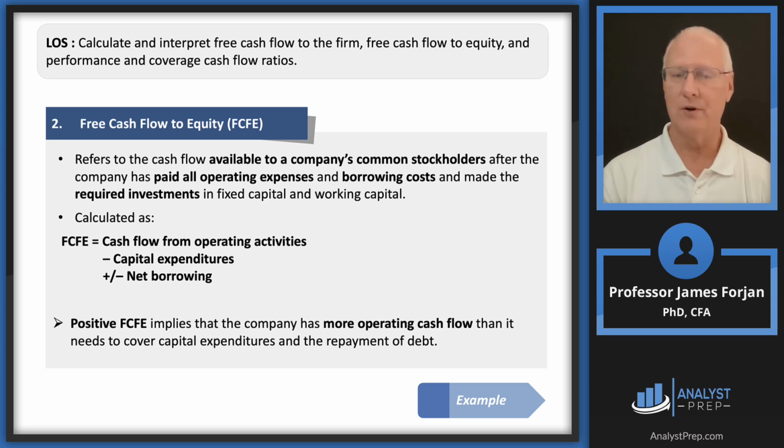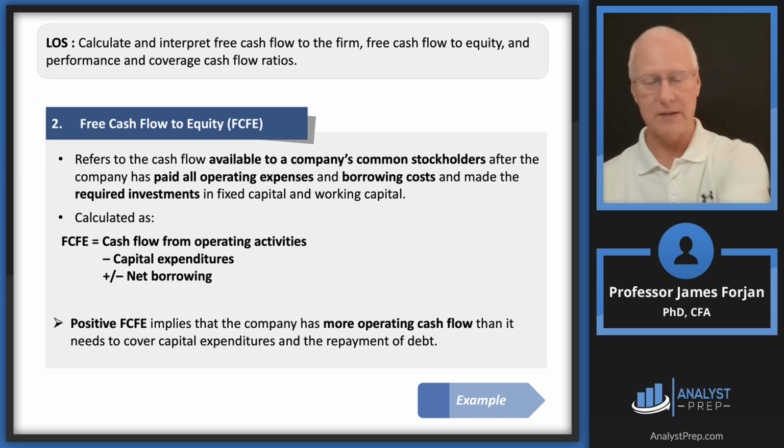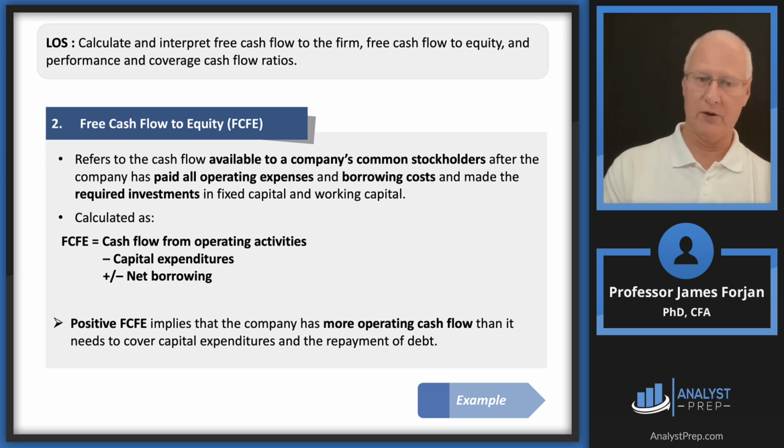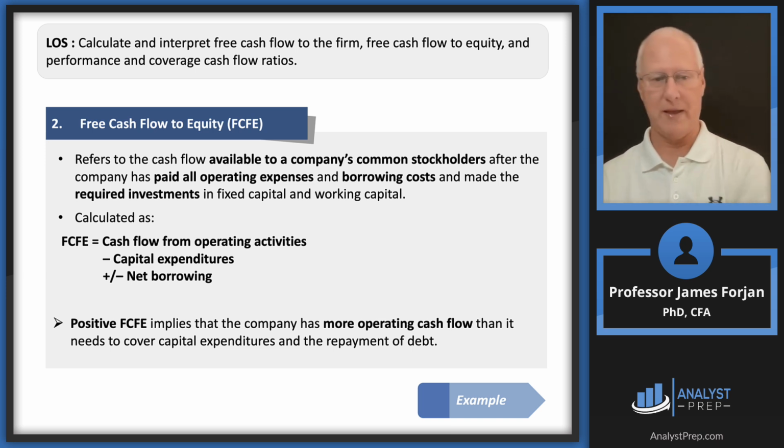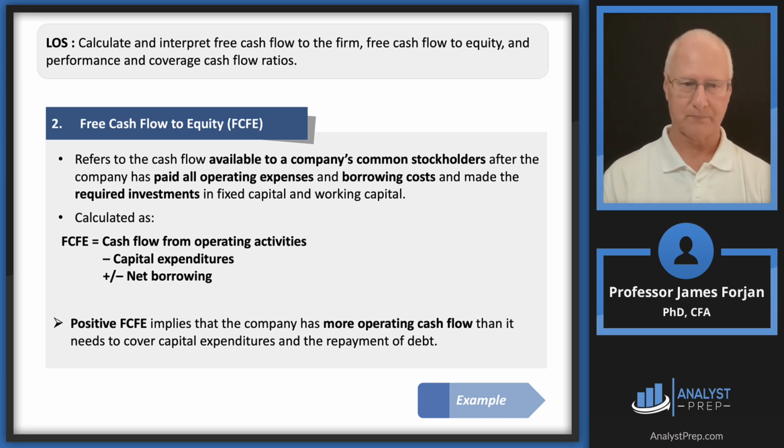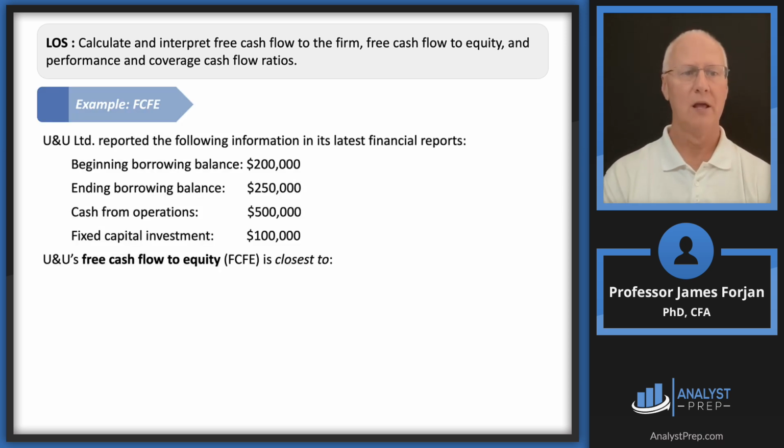So what are we going to do? We're just going to take cash flow from operating activities, which we just did, minus the long-term expenditures, and then plus or minus whether we issue a bond or repay the bondholders, or whether we issue shares of stock or repay the shareholders. Here's a quick example.